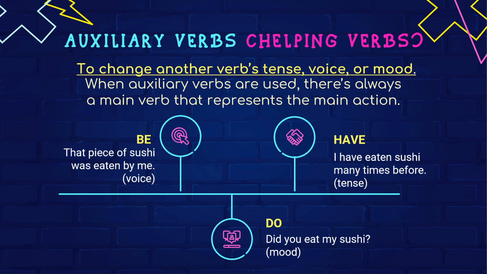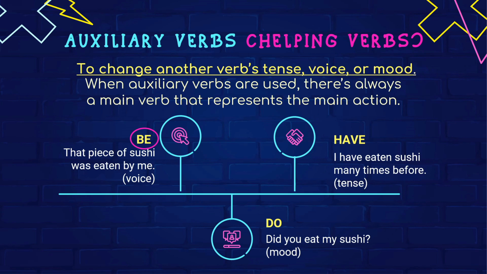So in auxiliary verbs, we have 3 kinds. We have the word be. The example sentence: that piece of sushi was eaten by me. When you say the verb to be, it's either is, are, or was. So the piece of sushi was eaten by me. The verb to be here is was. What is the main verb?